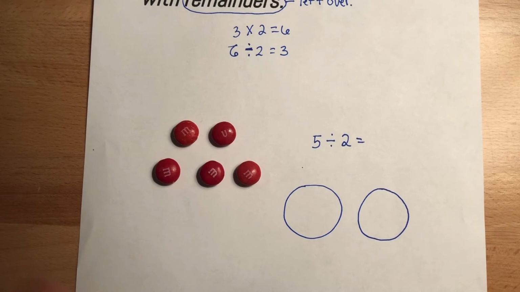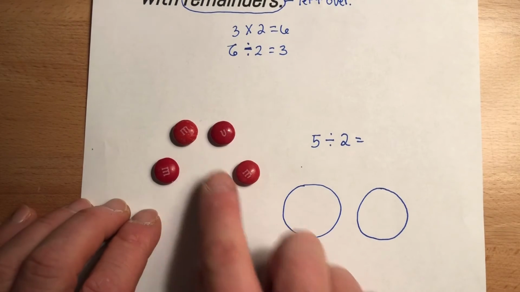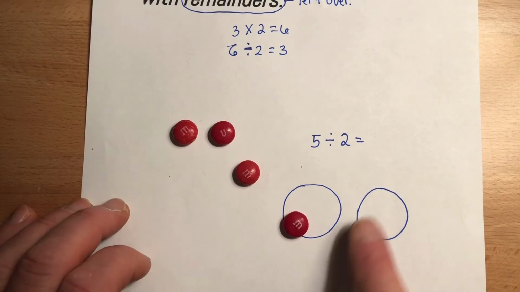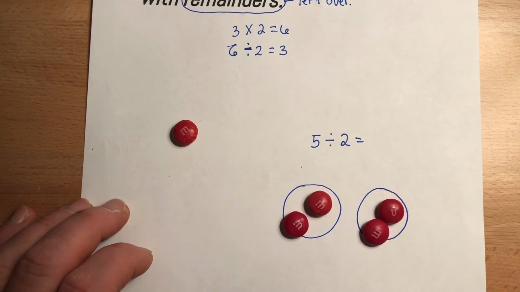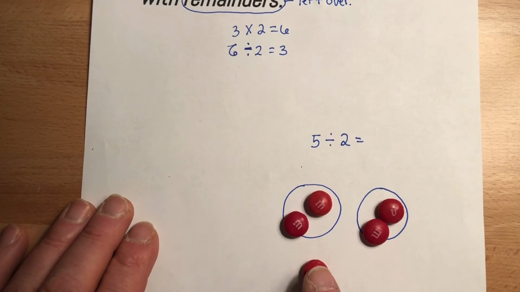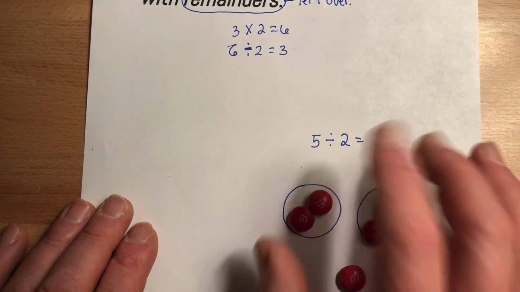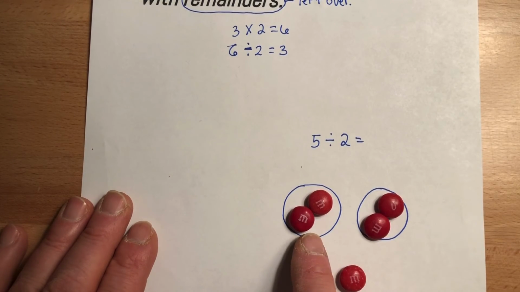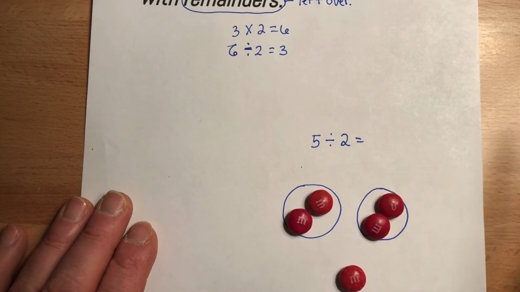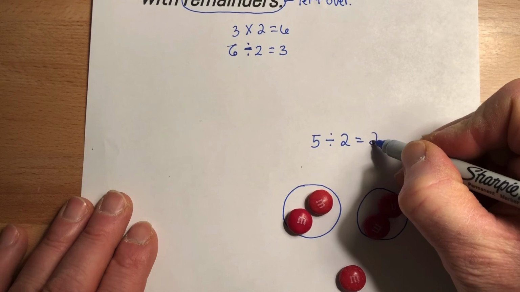So what I would do, just like anybody would do, is say, all right, I'm going to give this group 1 and this group 1. That's even. And then I'll give this group 1 and then this group 1. That's even. But I can't give this group 1 and not give that group 1. That wouldn't be fair. So division, we talked about this last year, is that you need to be fair. So when I divide 5 into 2 equal groups, I'm going to get 2 in each group. So my answer here would be 2.